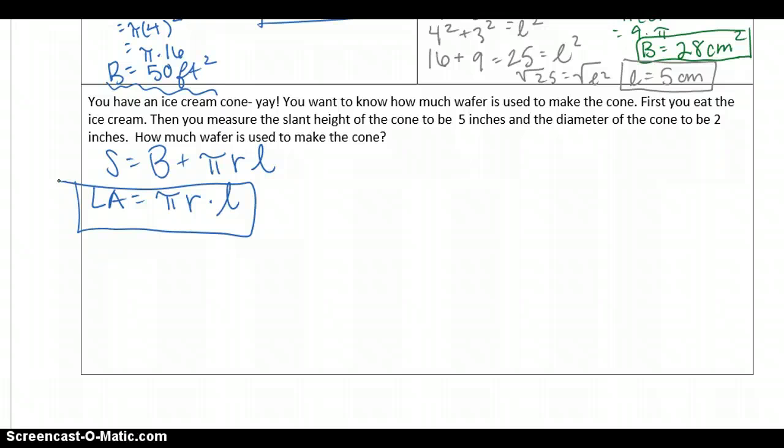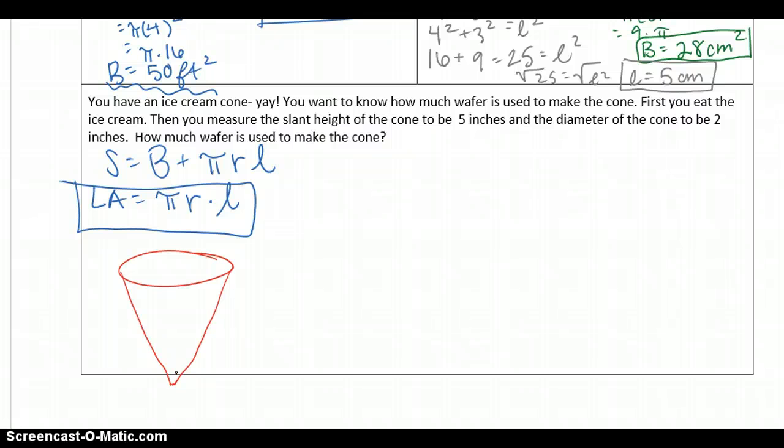Alright? So next, I want to draw a picture. Now that we have a formula, draw a picture of an ice cream cone. So here is my cone. It's an ice cream cone. You notice your ice cream goes on top, not the bottom. That wouldn't work.